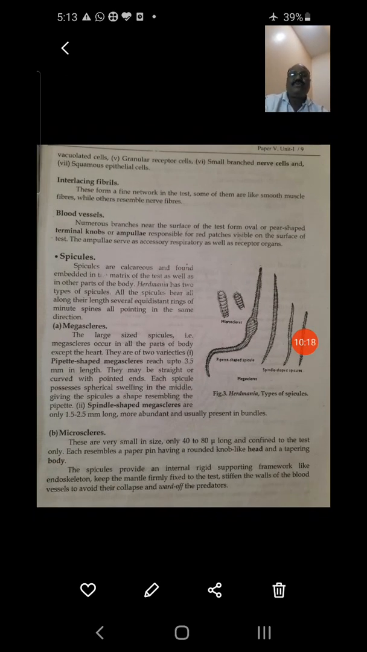So in this way, this is the structure of the Herdmania, and next time we will see the various systems present in the Herdmania.